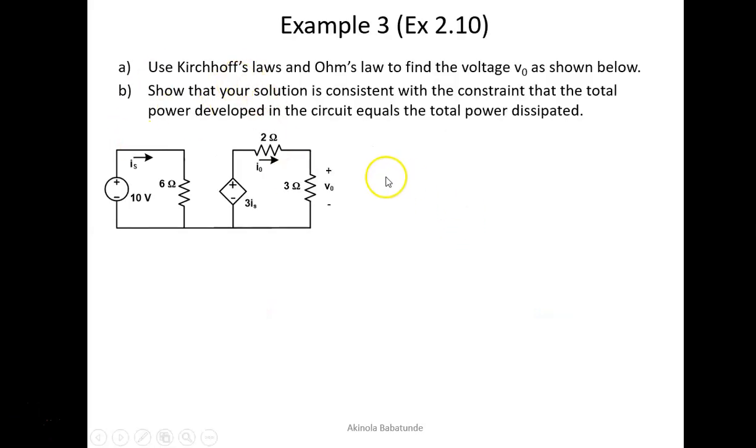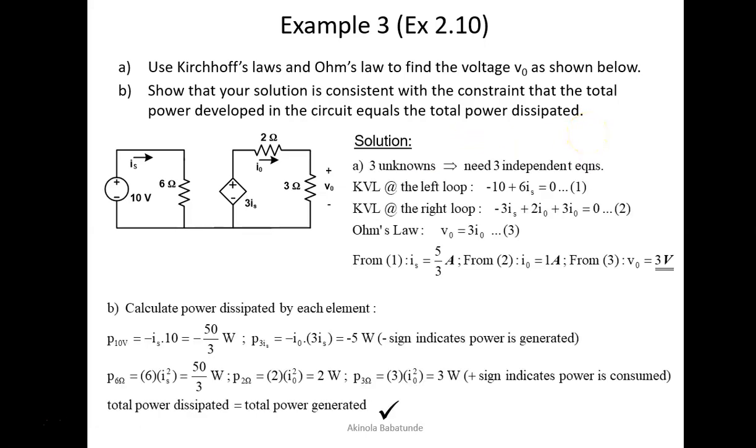We have a third example here. Use Kirchhoff's laws and Ohm's law to find the voltage V0 as shown below. Then the B part says, show that your solution is consistent with the constraint that the total power developed in the circuit equals the total power dissipated.